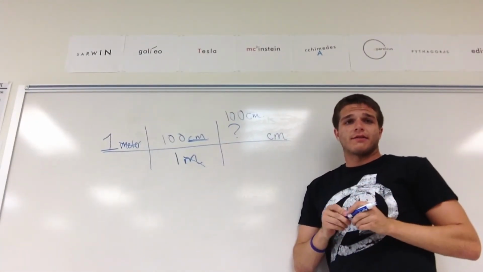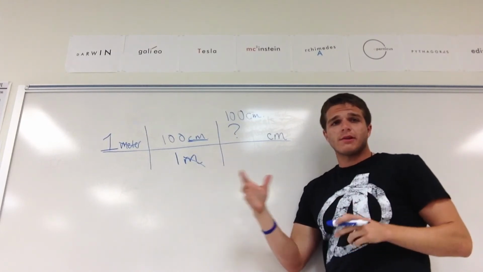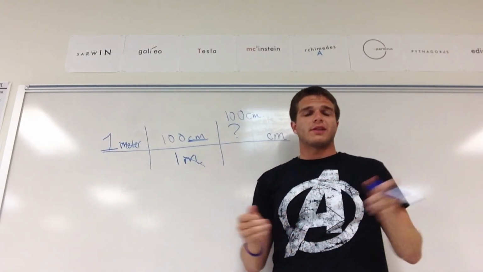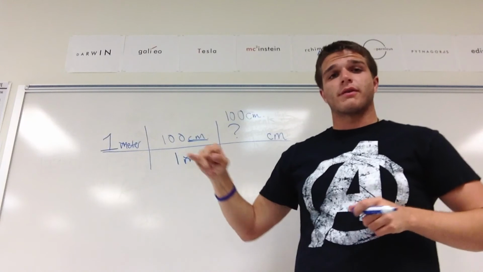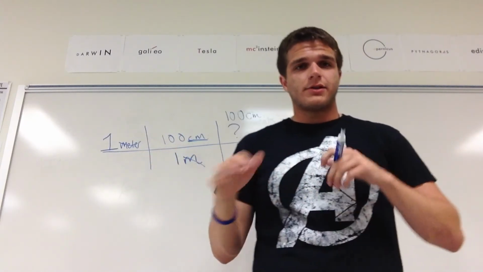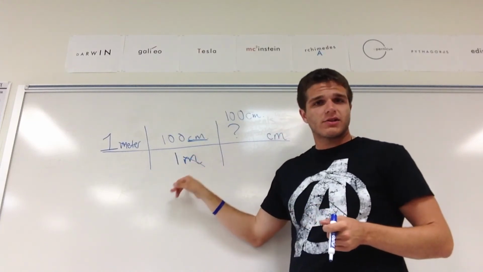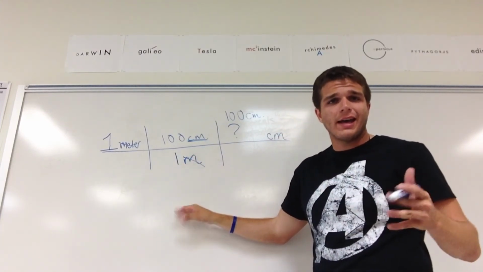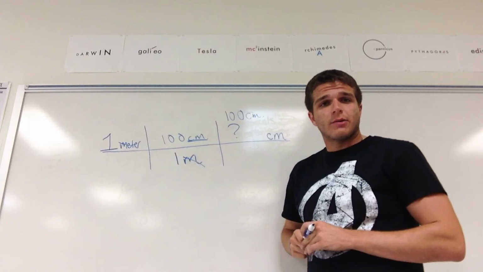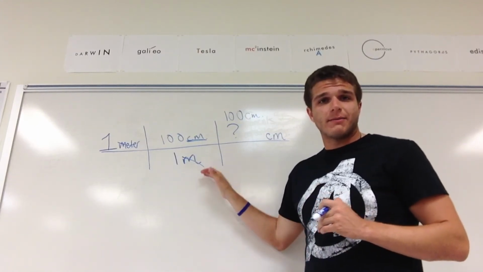Now you can do this if you're converting between US and metric numbers, or you can do this when you're converting between different types of metric numbers. For instance, if you're going from millimeters all the way to kilometers, you can use dimensional analysis to do this. But you do have to have that conversion factor. Without it, it won't work. It's very important. So make sure that you're aware of what's going on with dimensional analysis.